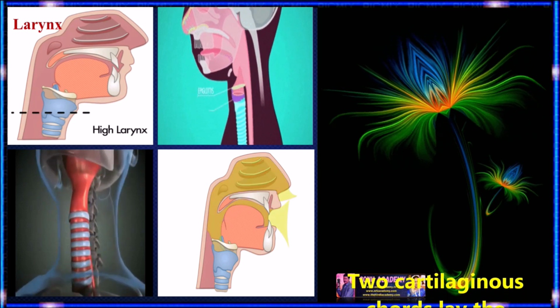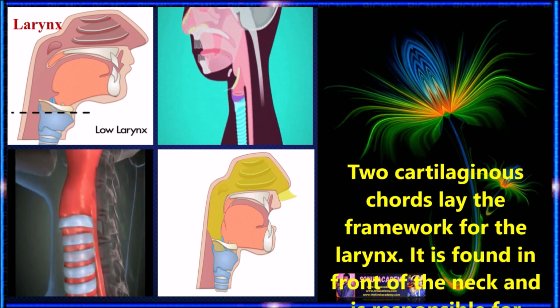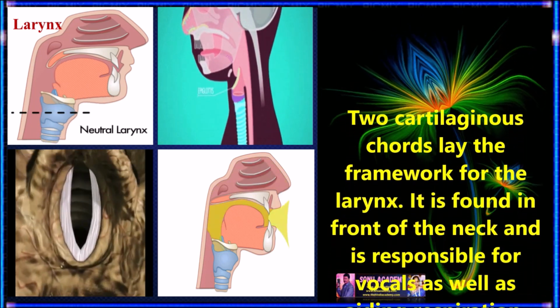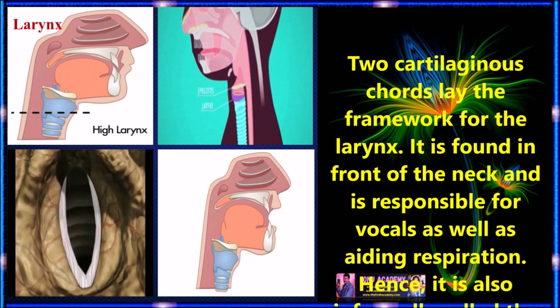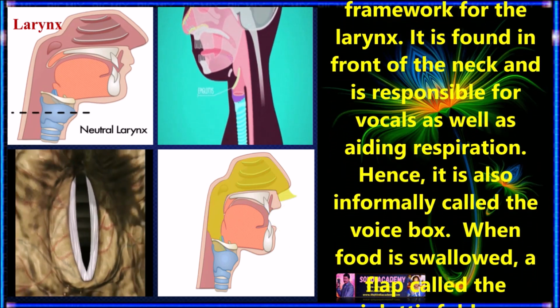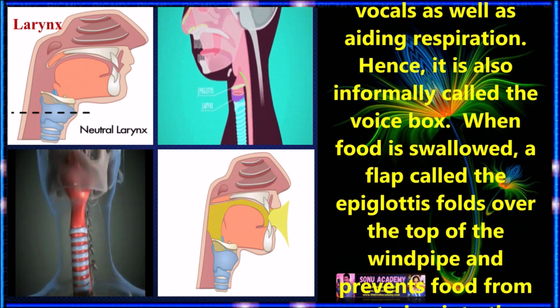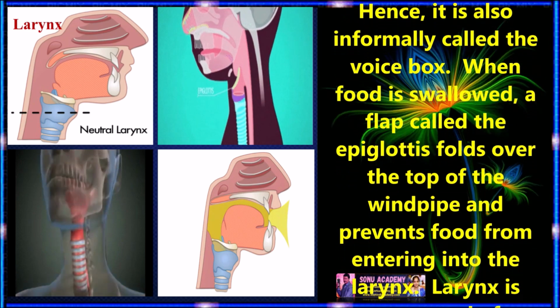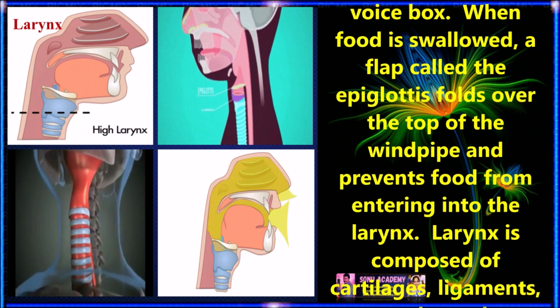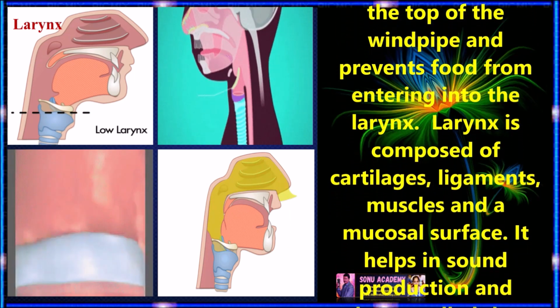Now let us discuss the larynx. The two cartilaginous cords lay the framework for the larynx. It is found in the front of the neck and it is responsible for vocalization as well as aiding respiration. Hence, it is also informally called the voice box. When the food is swallowed, a flap called the epiglottis folds over the top of the windpipe and prevents the food from entering the larynx.